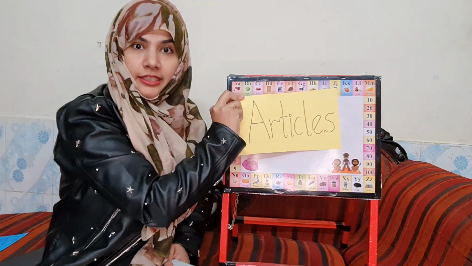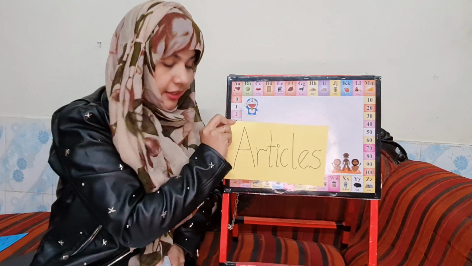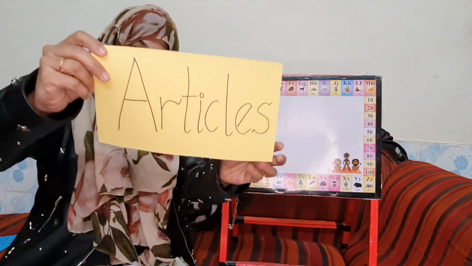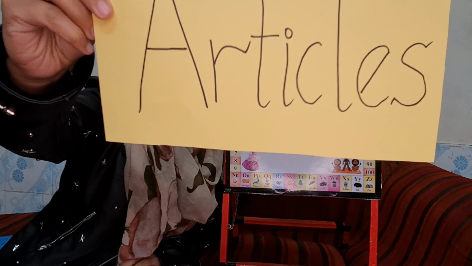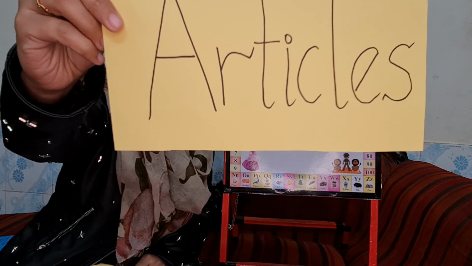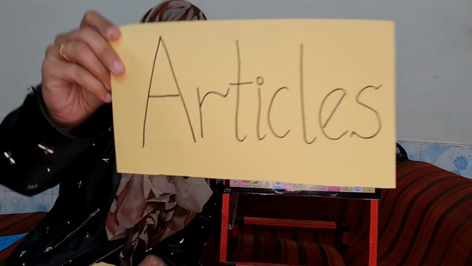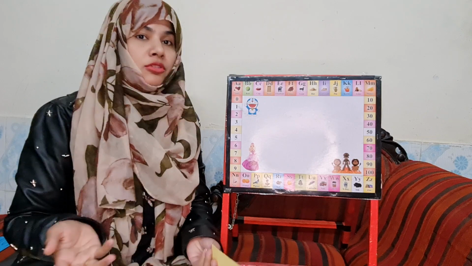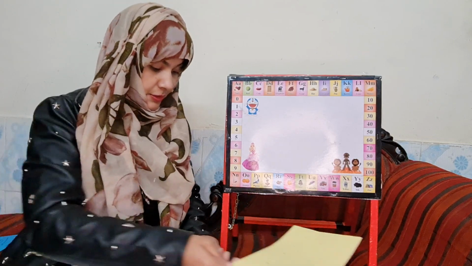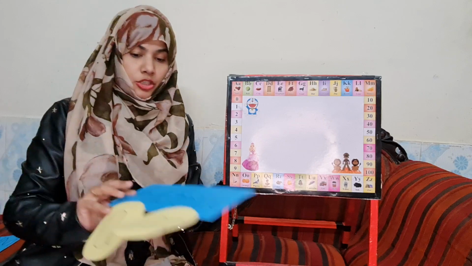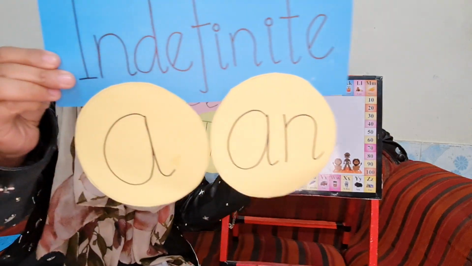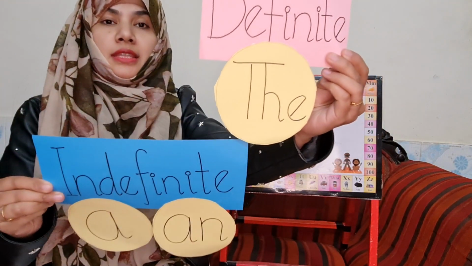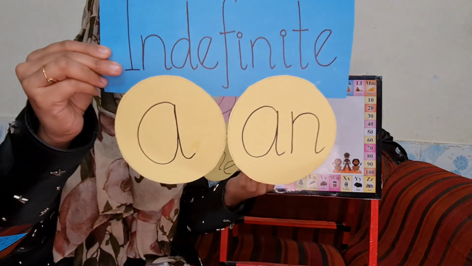Do you know what articles are? Any idea? Well, they are determiners or noun markers that function to specify the noun. They tell us whether the noun is definite or indefinite. There are two kinds: one is called indefinite and the other is called definite. So definite is the, and indefinite is a and an.